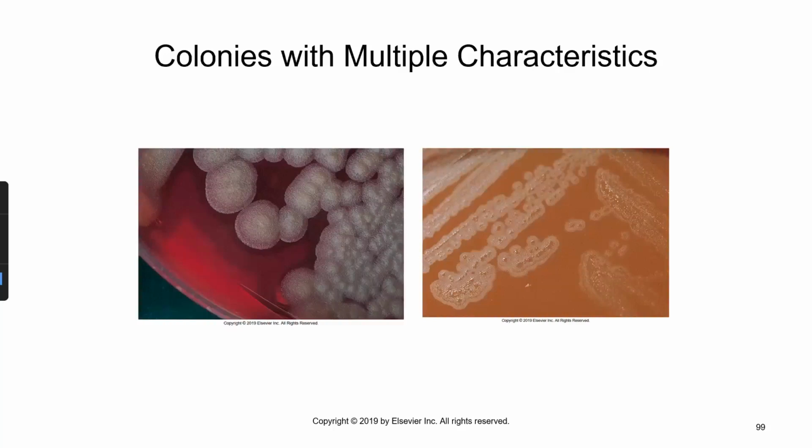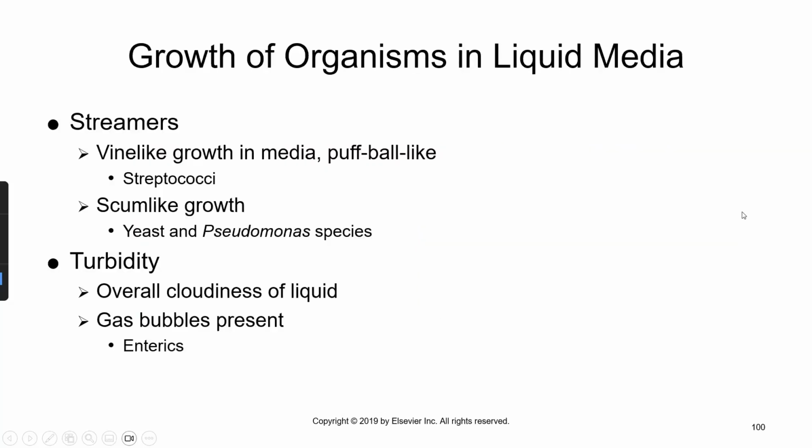Colonies with multiple characteristics. Here you can see these are kind of seeping. They have this uneven edge. They look kind of powdery. Here you can see there's some pitting into the agar. Streamers, vine-like growth in the media, or puffball-like, suggest Streptococci. Scum-like growth suggests yeast and Pseudomonas species. Turbidity is the overall cloudiness of the liquid, and if there are gas bubbles present, enterics would be indicated.